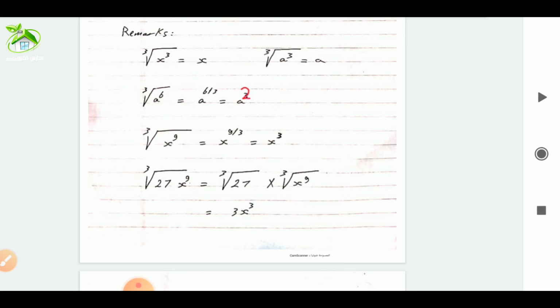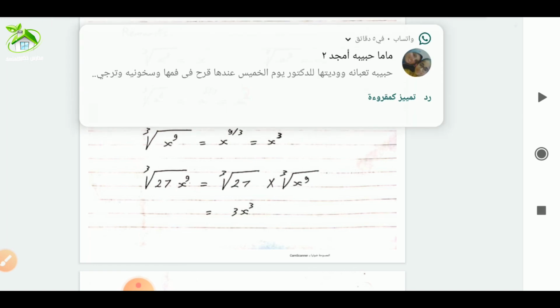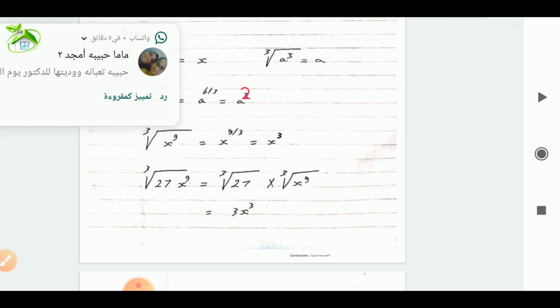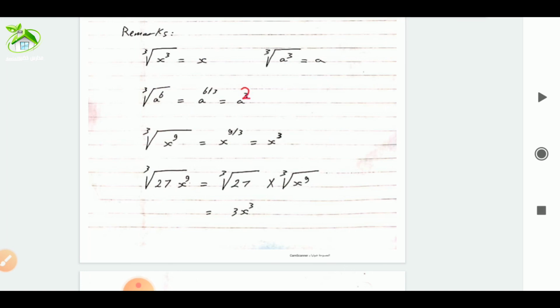Some remarks. The cube root of x power 3. When we take the cube root of any number to the power 3, the cube root cancels and the result will be the same number. So the cube root of x power 3 equals x. The cube root of a power 3 equals a. The cube root of a power 6: we divide this power 6 by 3. The result will be a power 2.